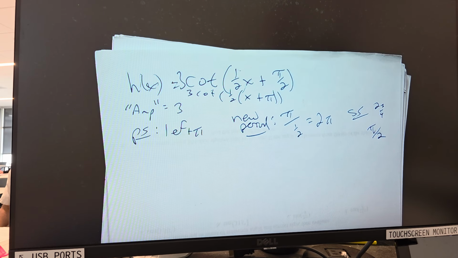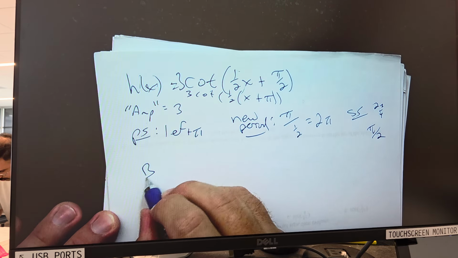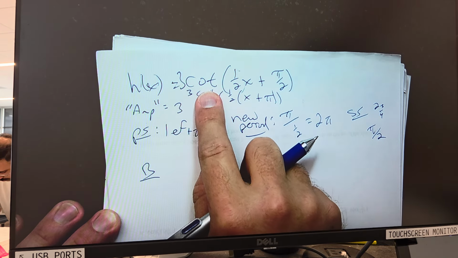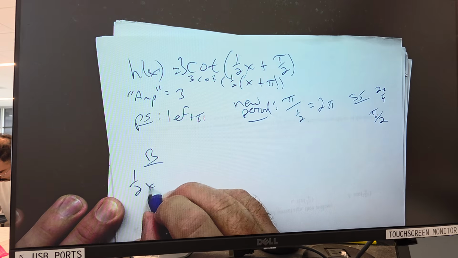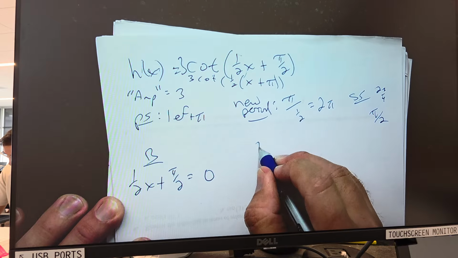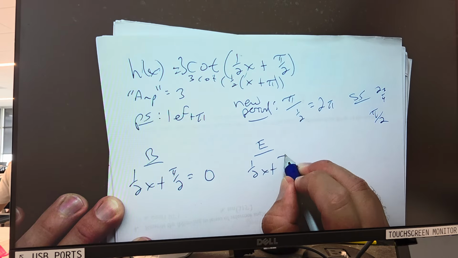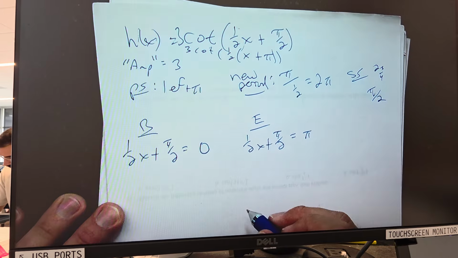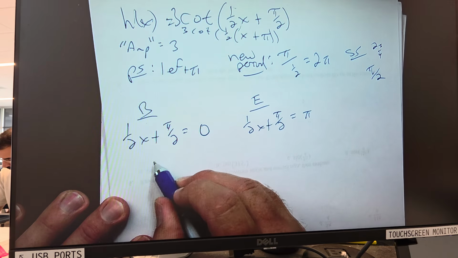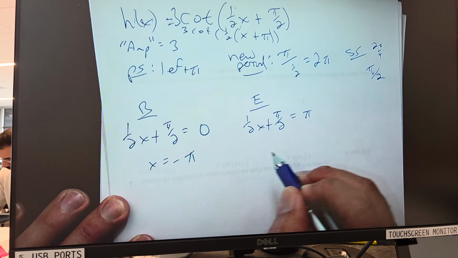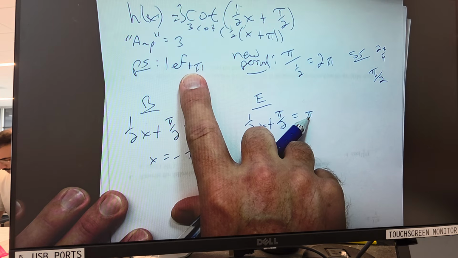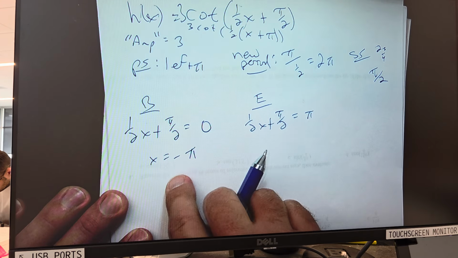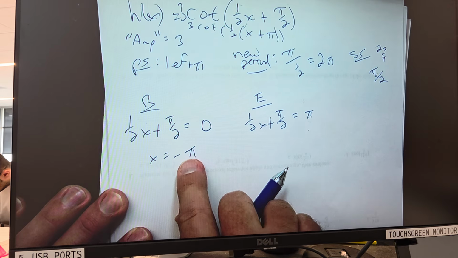Let's do the beginning and end work, and then I'll show you at the end how it was optional. So where does cotangent begin? 0. And where does it end? When the inside is pi. Good. So if I subtract pi over 2 and double, I get negative pi. Does that jibe with this? Do you see that? Left pi, I'm going to start at negative pi.